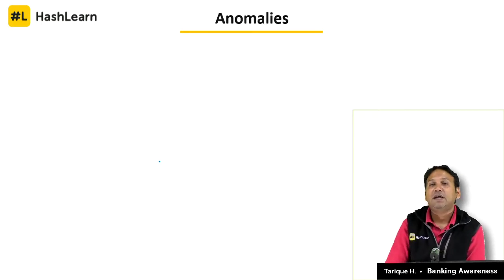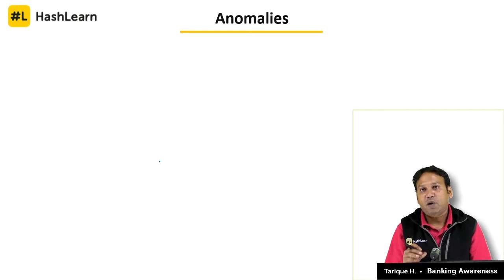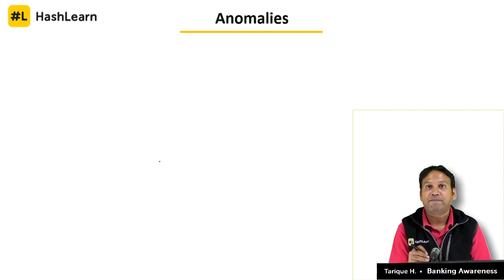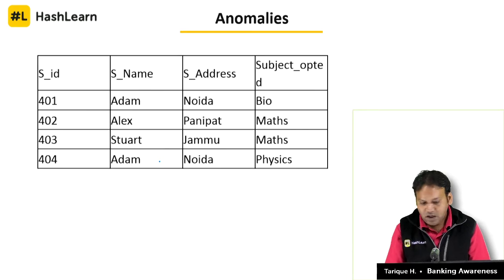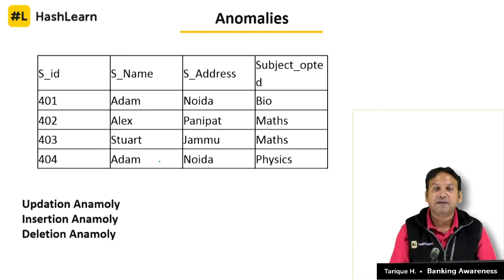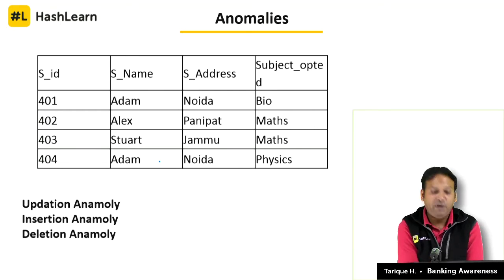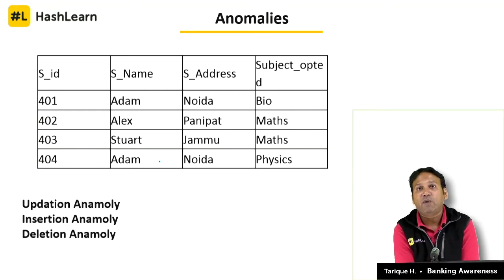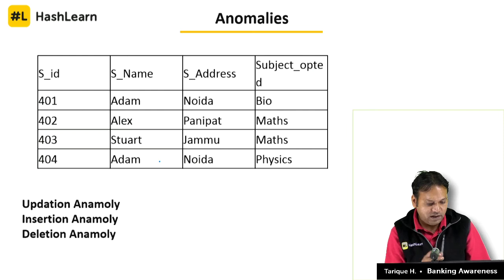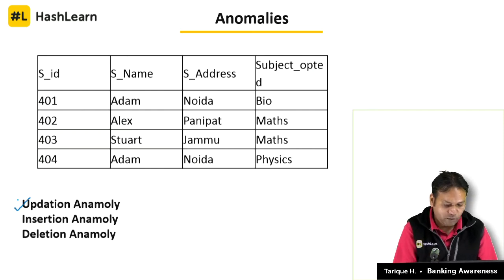In a database, when you make a table, one of the jobs of the database manager, the one who is managing the database, is to remove anomalies from the data. Anomalies means errors. We have to remove the errors from the data. So let's look at this particular table and understand there are three types of anomalies. One is updation anomaly, one is insertion anomaly, and one is deletion anomaly. This is very easy to understand. Let's look at updation anomaly.